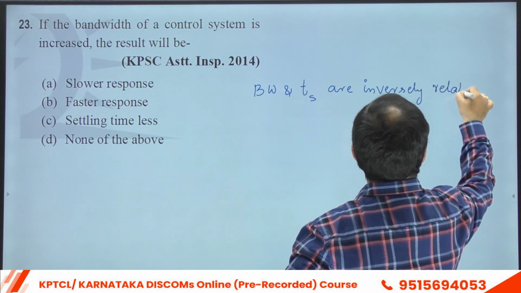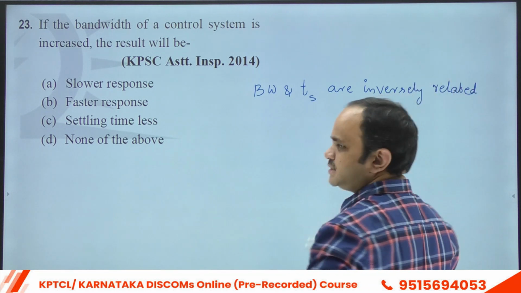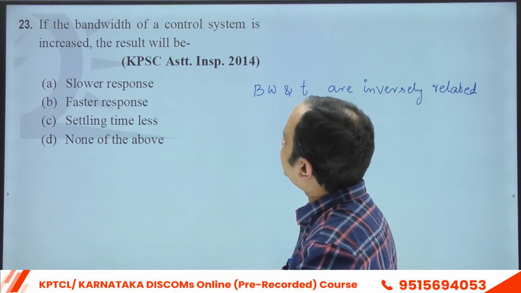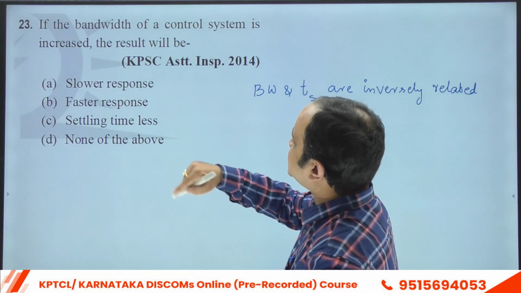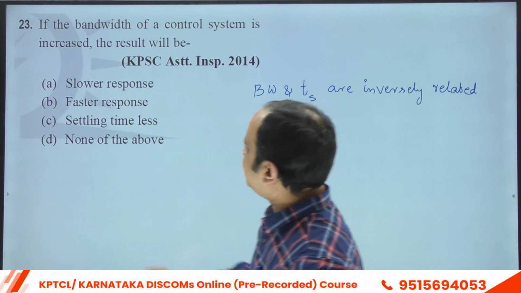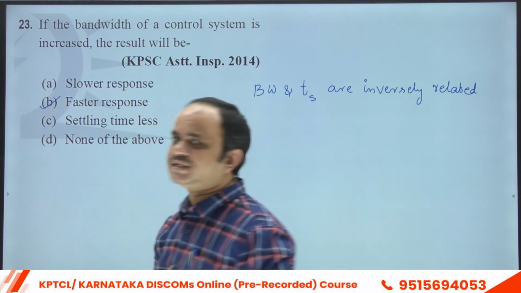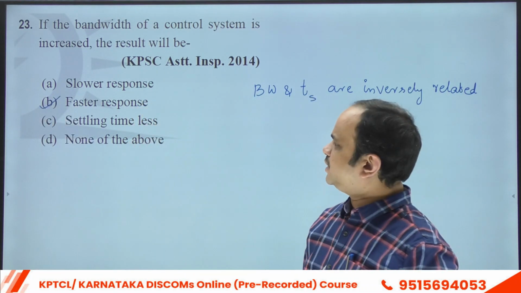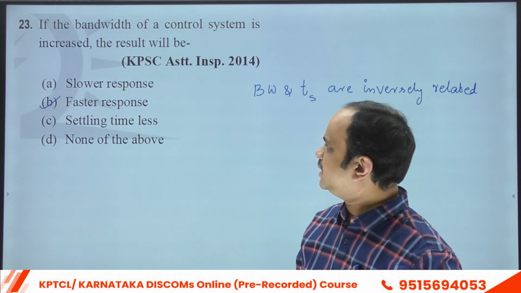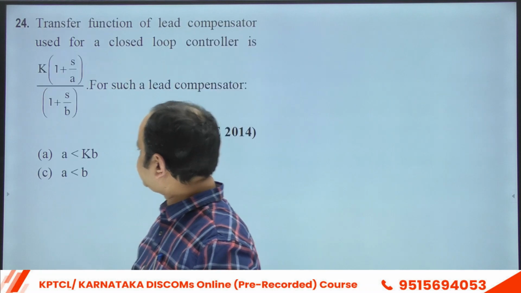Bandwidth and settling time are inversely related. So what do you mean by that? If bandwidth is increased, settling time will decrease. Settling time decreases means the response will be faster. Okay, so that is the answer.